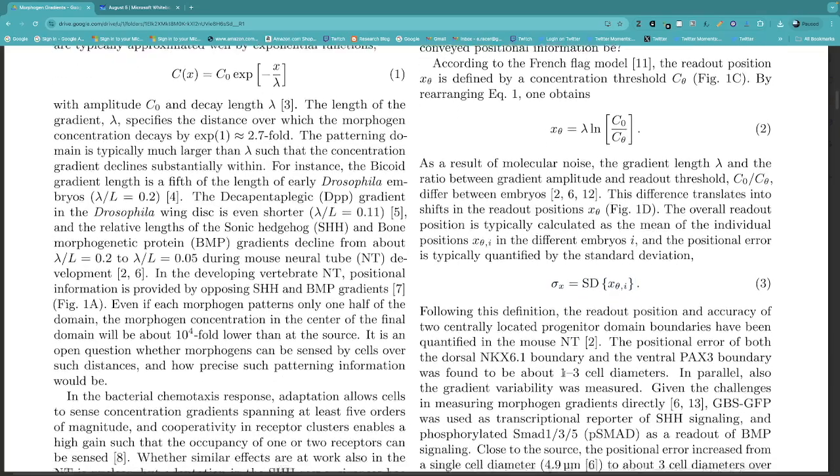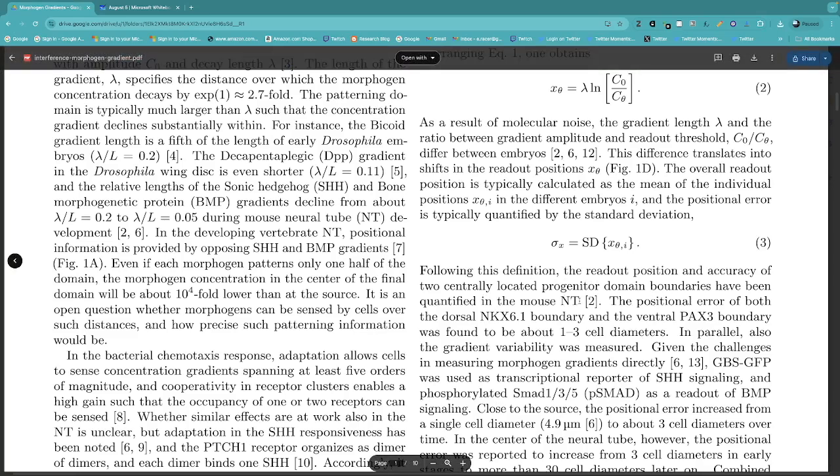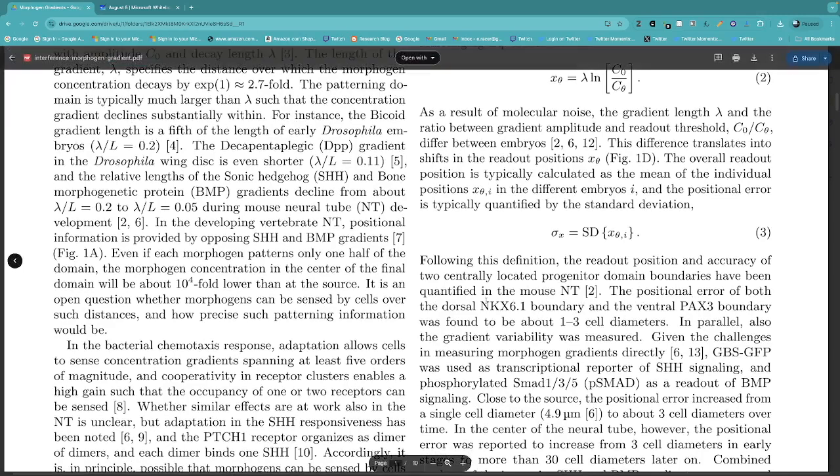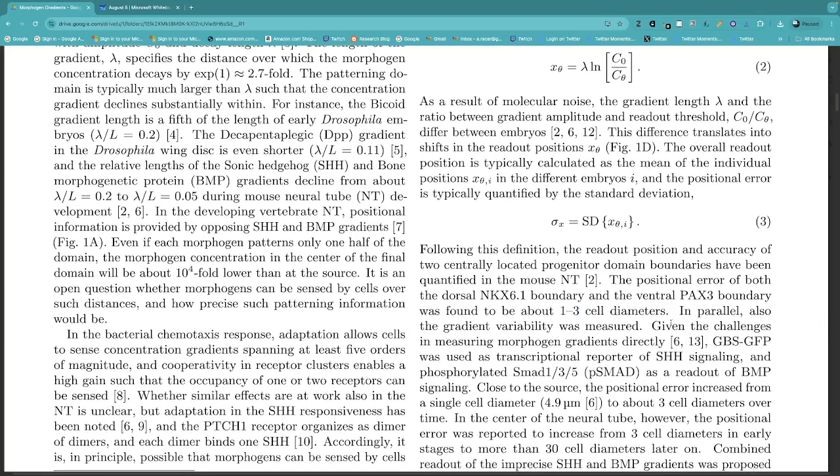Following this definition, the readout position and accuracy of two centrally located progenitor domain boundaries were quantified in the mouse neural tube. Positional error of both the dorsal boundary and the ventral boundary were found to be about 1 to 3 cell diameters. So this is where we have these dorsal and ventral boundaries of different factors, NKX6.1 and PAX3, and there's this sort of positional error that occurs. So it's not absolutely precise, but it is precise enough to be replicated. And you do have this 1 to 3 cell diameter error that can occur.